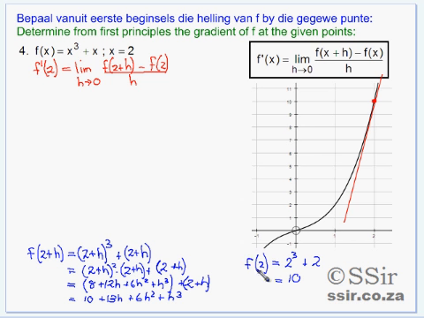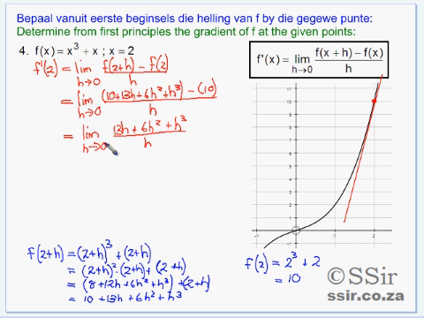and now we have the answer for f of 2 and for f of 2 plus h, and we can put this back into our formula. In this step we see that the plus 10 and the minus 10 cancel out, and this gives us the limit where h tends to 0 of 13h plus 6h squared plus h cubed over h.